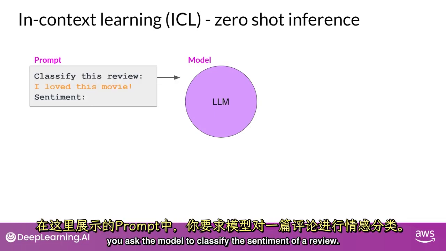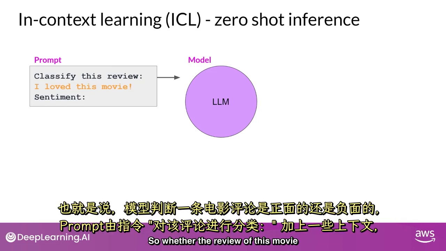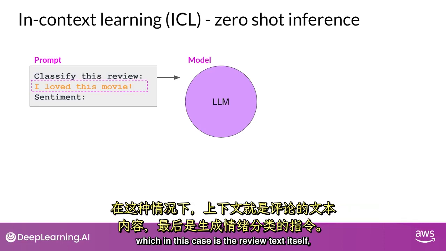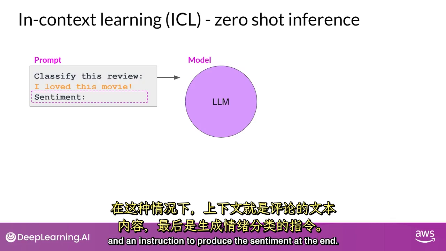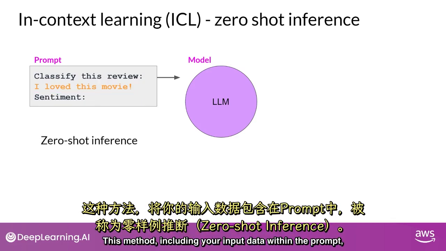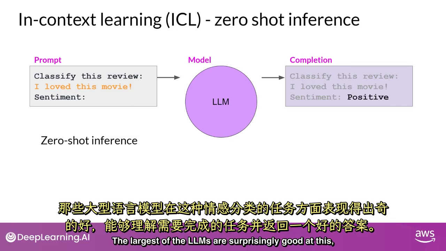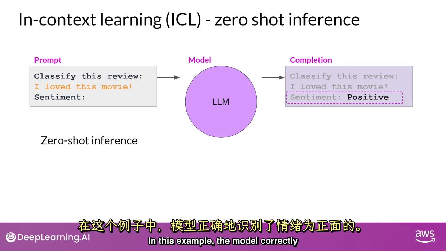Within the prompt shown here, you ask the model to classify the sentiment of a review, so whether the review of this movie is positive or negative. The prompt consists of the instruction, classify this review, followed by some context, which in this case is the review text itself, and an instruction to produce the sentiment at the end. This method, including your input data within the prompt, is called zero-shot inference. The largest of the LLMs are surprisingly good at this, grasping the task to be completed and returning a good answer. In this example, the model correctly identifies the sentiment as positive.